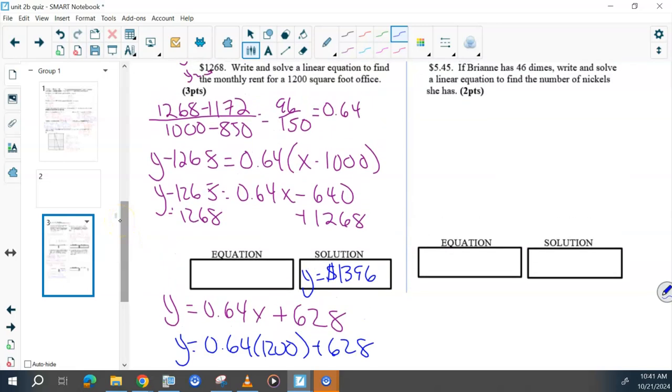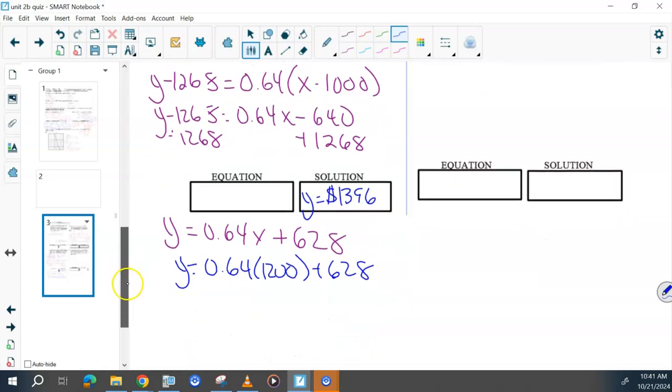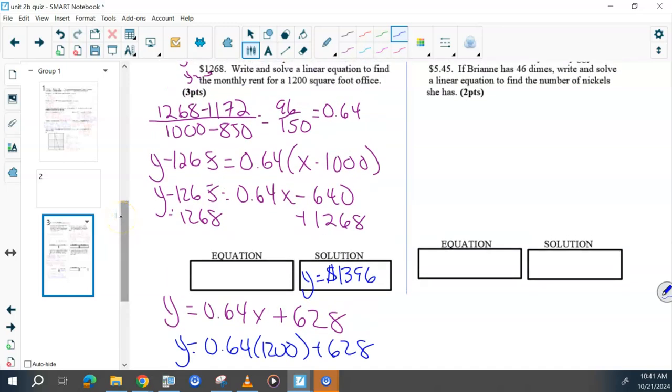So those are the 3 points in that work. Did you find the slope? Did you set up your equation and start finding the work to find your actual y equals mx plus b equation? And then did you put 1200 in to get your final solution? What questions do we have about that? We'll do that last one when we come back, and then I'll explain the different project options for you, and then you guys can decide.